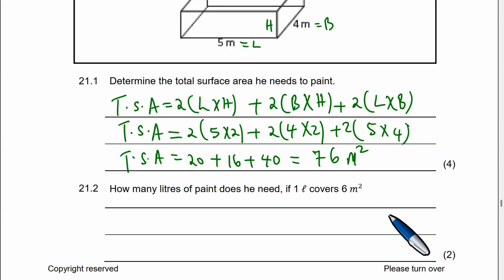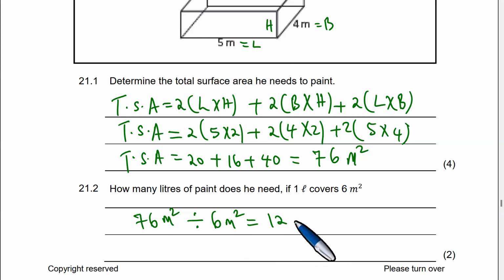Is there a remainder? That's actually a good question. Is there a remainder out of all these? On average, because it's 76 square meters, you divide that by 6. What's the answer? 12. You're getting 12. So in other words, he's going to need 12 liters of paint, exactly 12 liters of paint, to cover this amount of area.